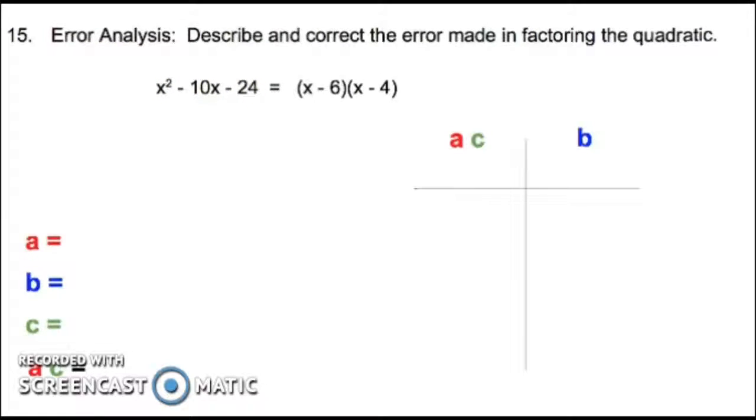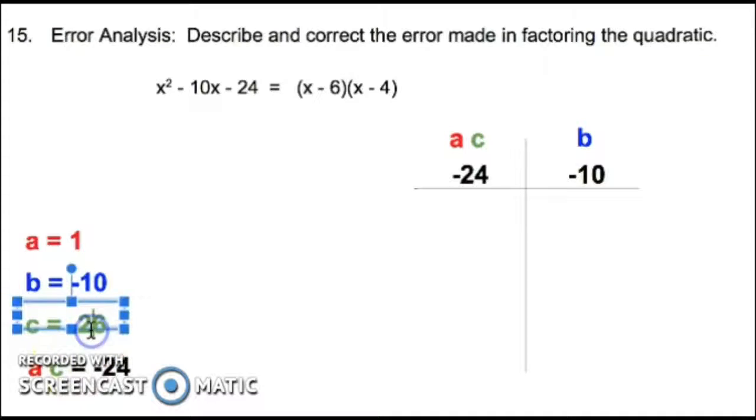Okay, so now let's actually go through factoring this and see what should happen. So I have my A, B, and C. A is 1, B is negative 10, and C is negative 24. So then negative 24 is AC, and negative 10 is B. So now looking for my factors, I'm looking for two numbers that multiply to negative 24, but add up to negative 10. So what they did is they used the negative 6 and negative 4, which doesn't multiply up to negative 24, it multiplies to positive 24.